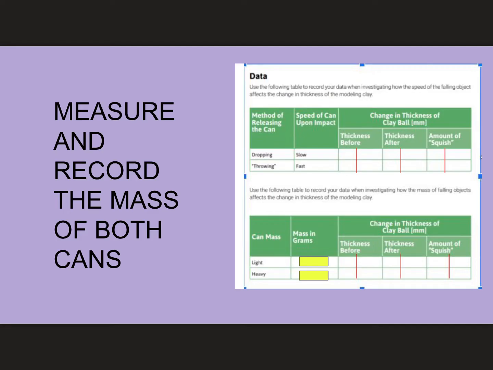The first step in the lab is to measure and record the mass of both of the cans. I said in the previous slide that you needed to record the mass, and this is where you record the mass. It is going to be in this column where it says mass in grams.